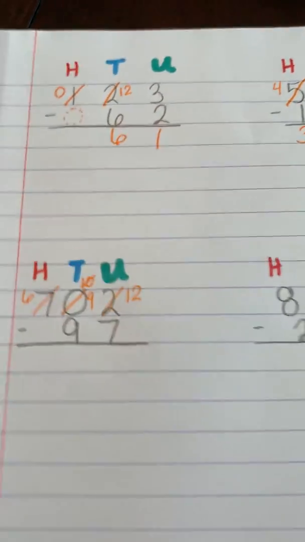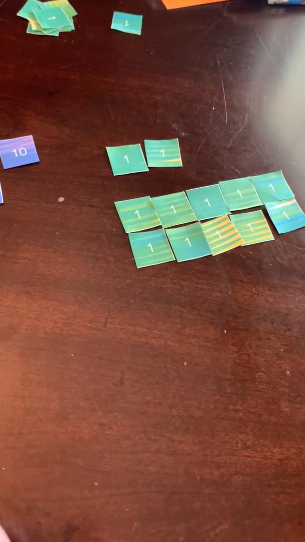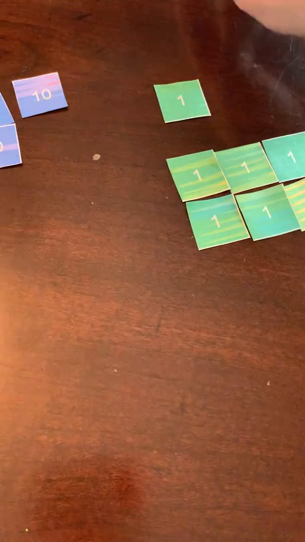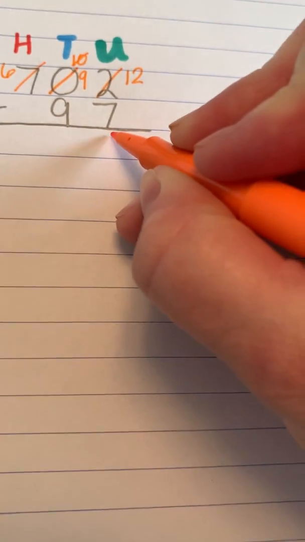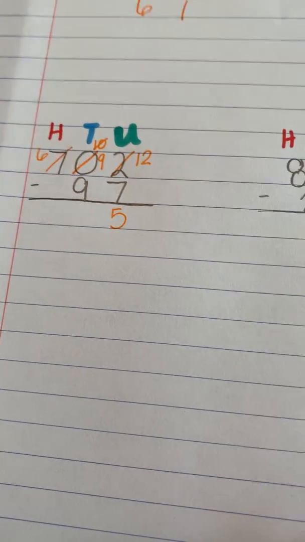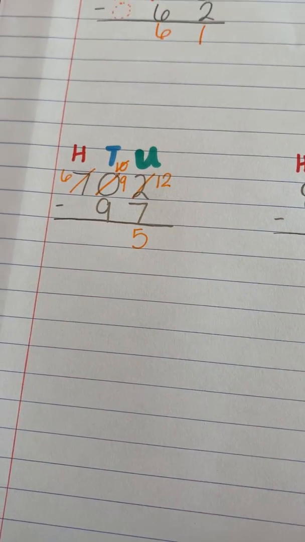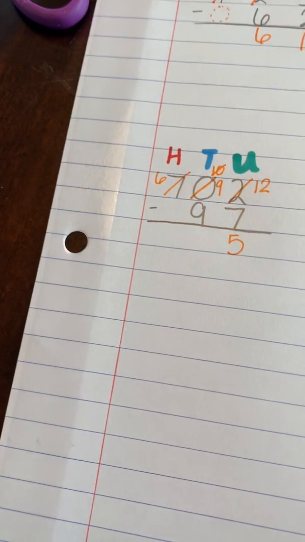Okay. Now we can start subtracting. So we have to take away 7 units. 1, 2, 3, 4, 5, 6, 7. And we have 5 left. 12 minus 7 equals 5. So I'm going to write that down in my difference for my units place. Remember, the answer in a subtraction problem is called the difference.